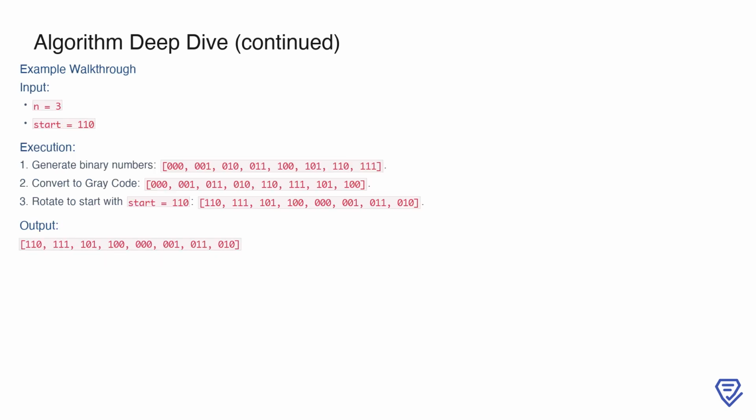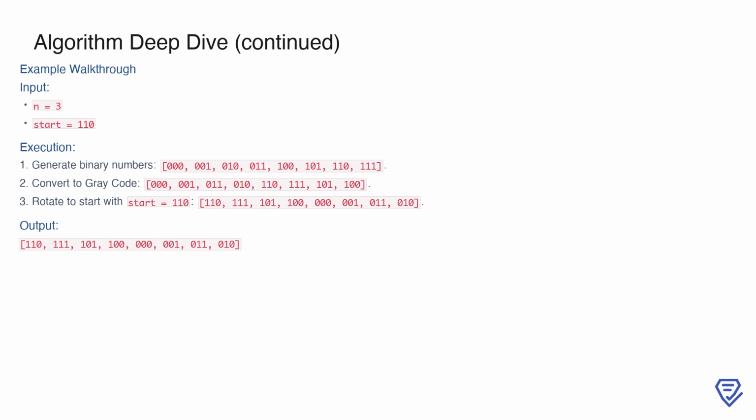Let's go through an example to solidify our understanding. Suppose we have n equals 3 and start equals 110. The first step is to generate all binary numbers of length 3: 000, 001, 010, 011, 100, 101, 110, 111. Next, we convert these binary numbers into their gray code equivalents using the formula gray(x) equals x XOR (x >> 1). The resulting gray code sequence is 000, 001, 011, 010, 110, 111, 101, 100.